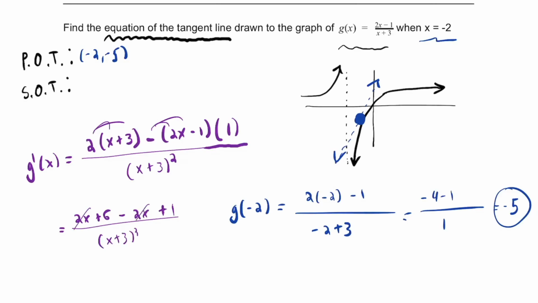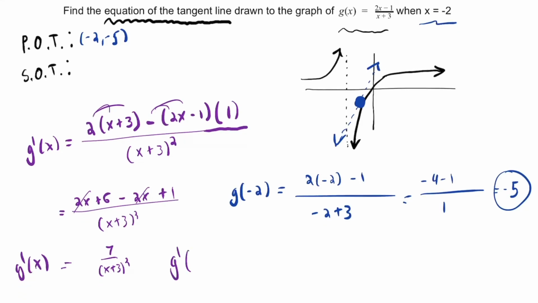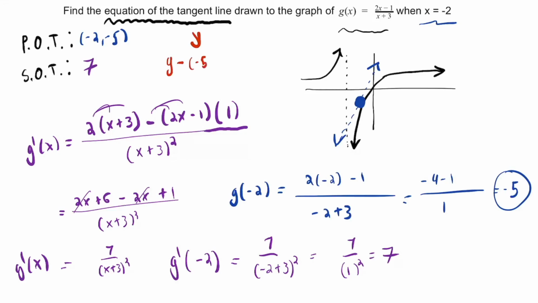So the 2x's will cancel. I'm glad I did a little simplification. 6 plus 1, we have 7 over x plus 3 squared. This is what g prime of x is. So g prime of -2 would be 7 over -2 plus 3 squared. So now you can see why I just left that as is, because we're just going to get 7 over 1 squared, or 7. So the slope of the tangent line is 7. That means the equation of the tangent line, now this is just like plug and play, y minus y1 equals the slope times x minus x1.